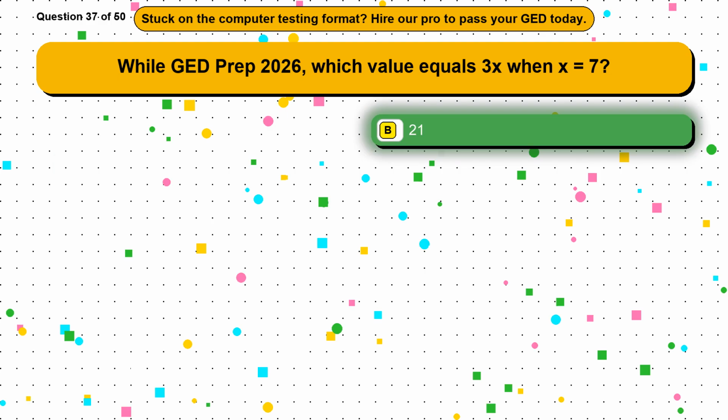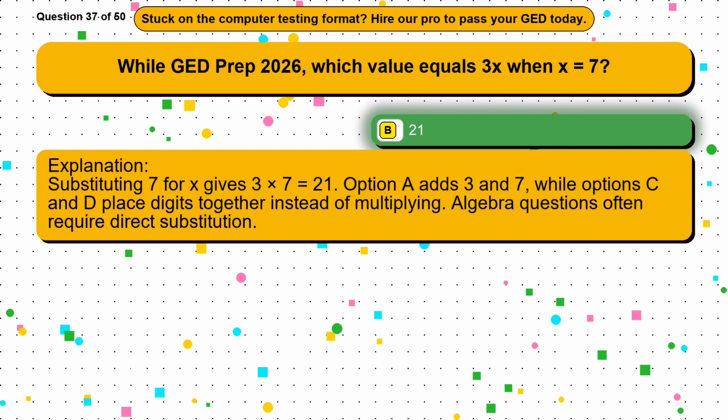The correct answer is option B. 21. Substituting 7 for x gives 3 times 7 equals 21. Option A adds 3 and 7, while option C and D place digits together instead of multiplying. Algebra questions often require direct substitution.